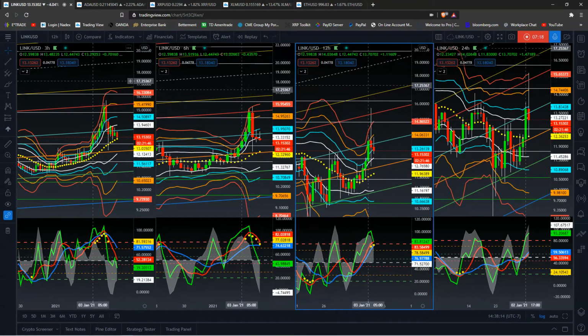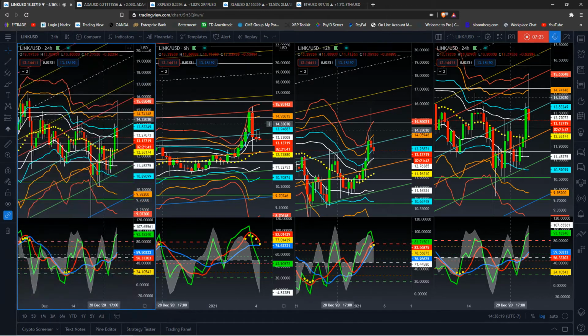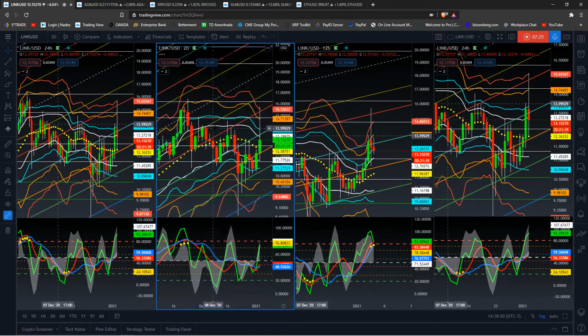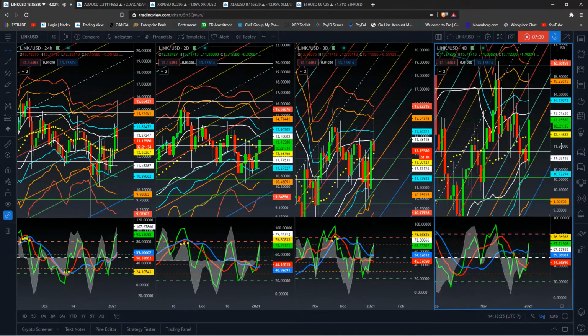Let's go to the near-term group of time frames. So to the far left, I'll put the 24 hour. Left of center 2-day, right of center 3-day, and to the far right the 4-day.